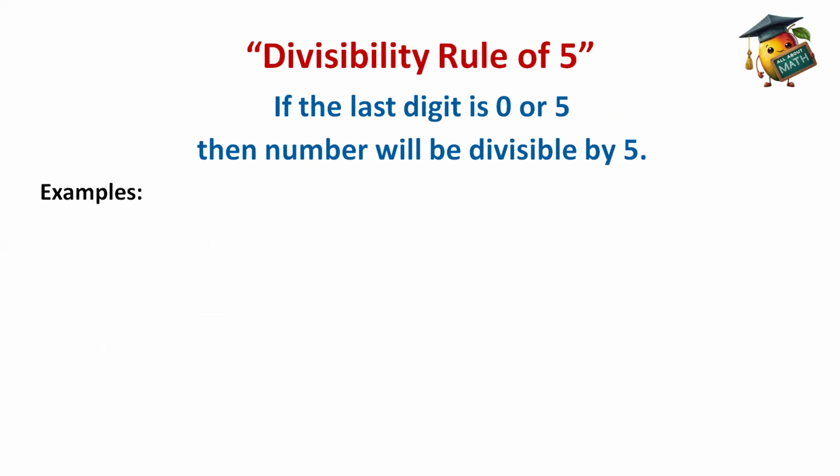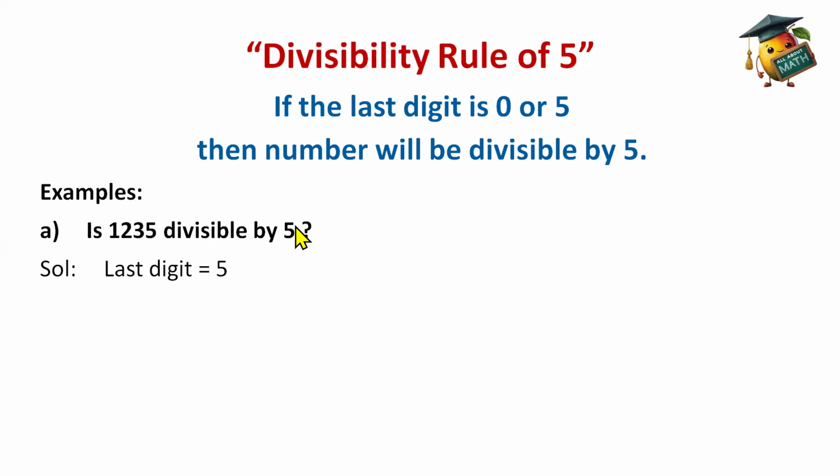Let's see the examples. Is 1235 divisible by 5? We need to check this. What do you need to check? Just the last digit. It's 5. So it means it's divisible by 5. Last digit is 5. It means therefore 1235 is divisible by 5.